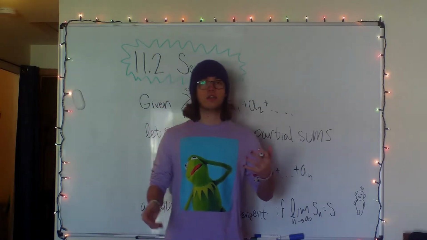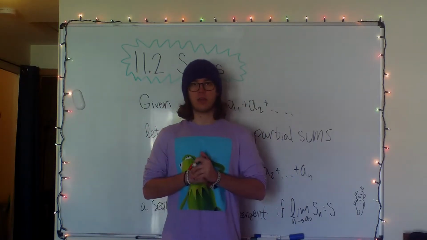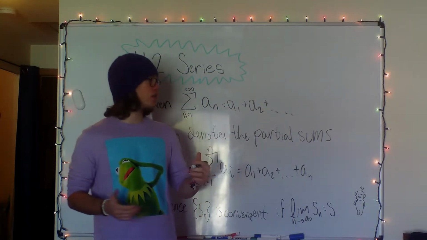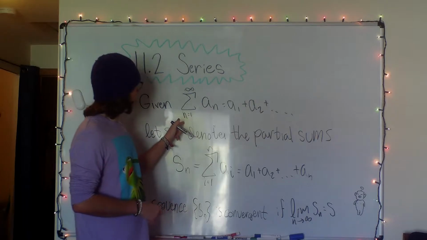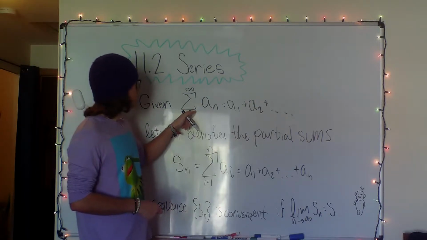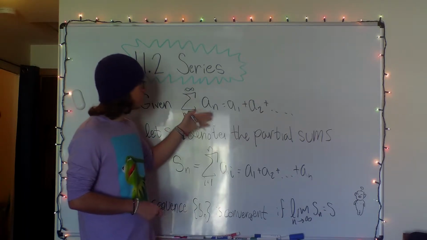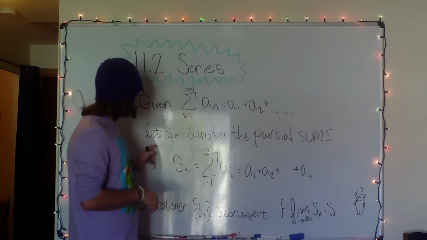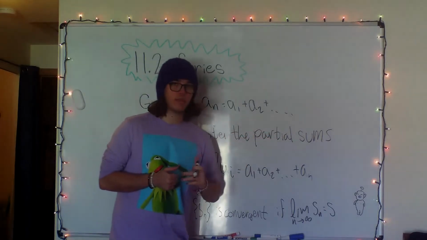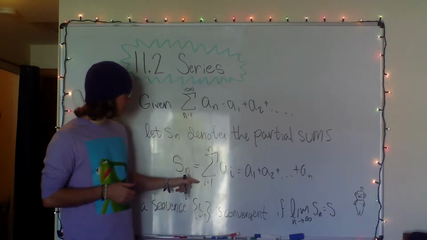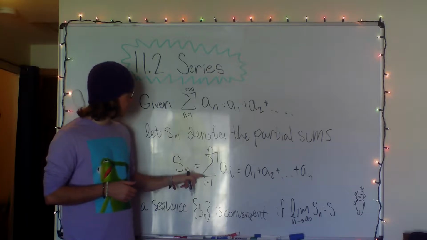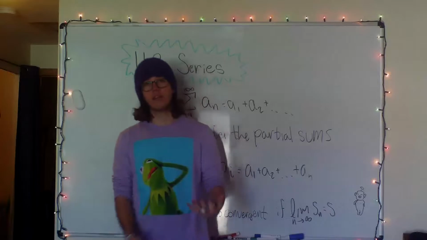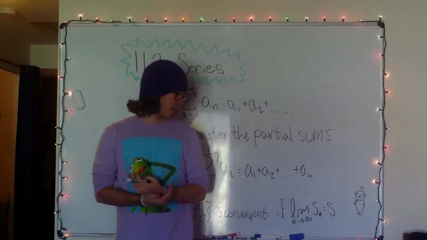To expand on our notion of infinite series, we have to look at what they mean and give another explanation of them. Given the sigma from 1 to infinity, which is adding all your numbers up to infinity, we're going to let Sn denote the partial sums. So what does that mean? Well, Sn is going to be the series from 1 to n of ai, and that's just the first n terms. So not an infinite series, just a finite series of the first n terms.